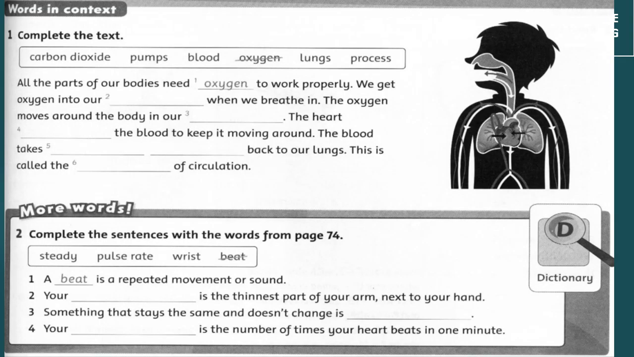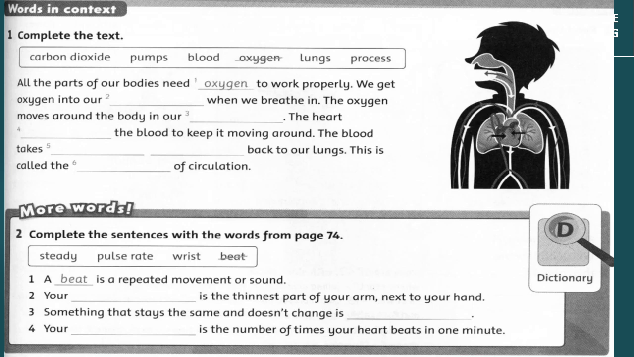Okay guys, let's move on to the next exercise. Words in context, complete the text on page 79. All parts of our bodies need oxygen to work properly. We get oxygen into our lungs when we breathe in. The oxygen moves around the body in our blood. The heart pumps the blood to keep it moving around. The blood takes carbon dioxide, which is CO2, back to our lungs. This is called the process of circulation.